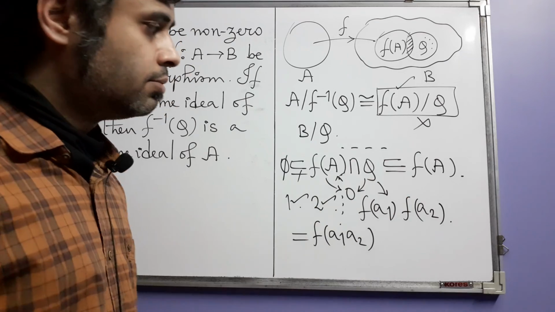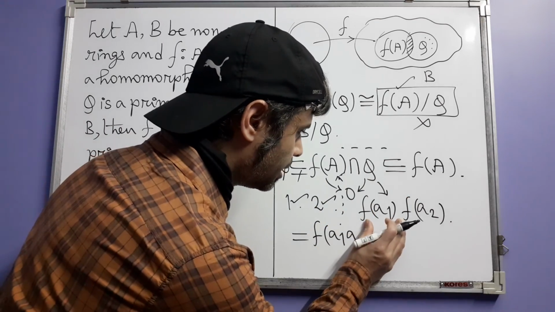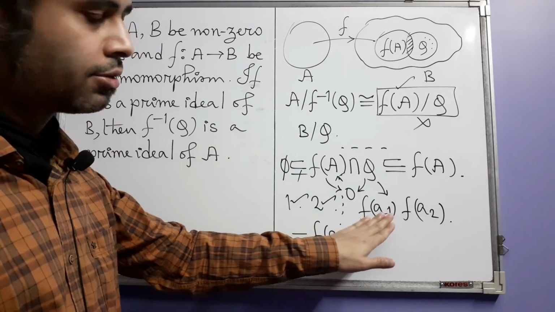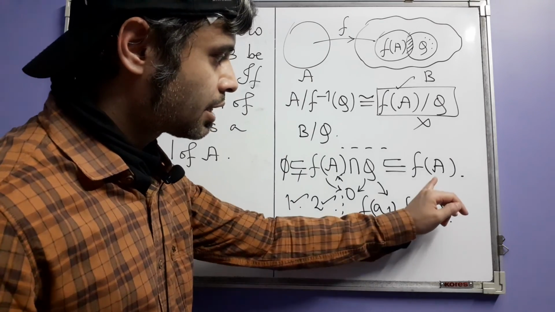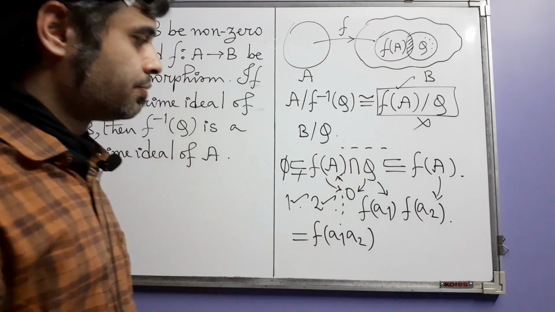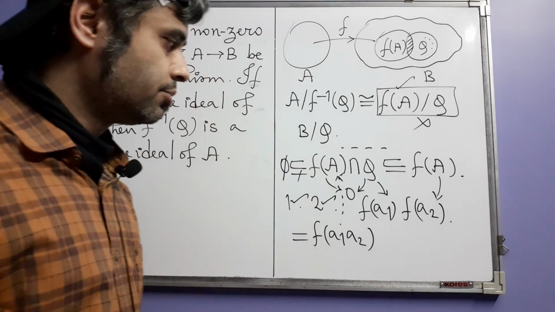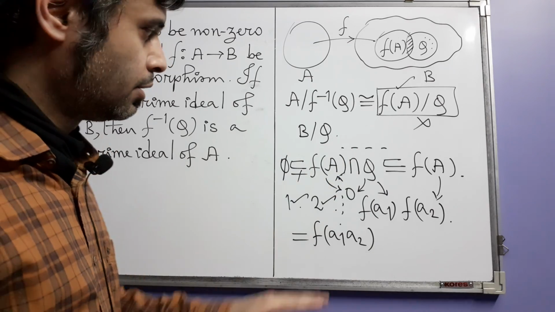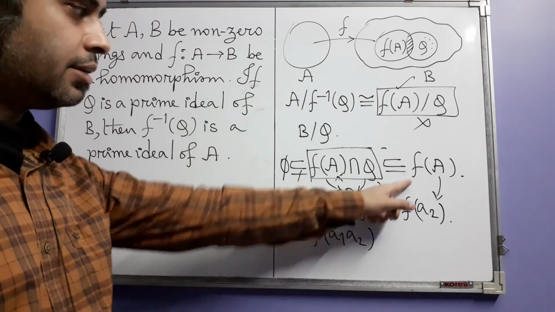Is it in Q? Yes, it is in Q. Why? Because this f of A1 is after all an element of Q. Just forget about the fact that it looks like f of A1, it is just some element of Q. And f of A2 coming from here is after all coming from B, and Q is an ideal in B. So, this product also belongs to Q. So, it belongs to Q as well as f of A. So, it belongs to their intersection. That means this really is a legitimate ideal of f of A.